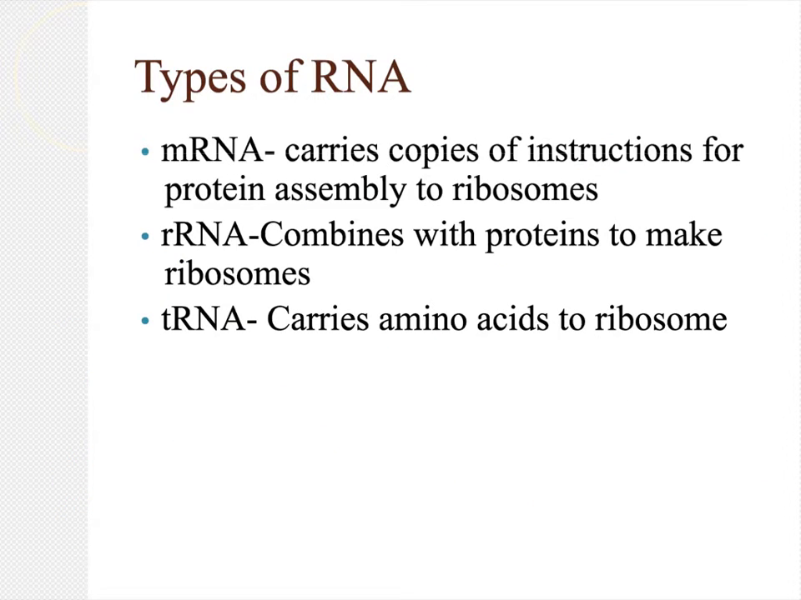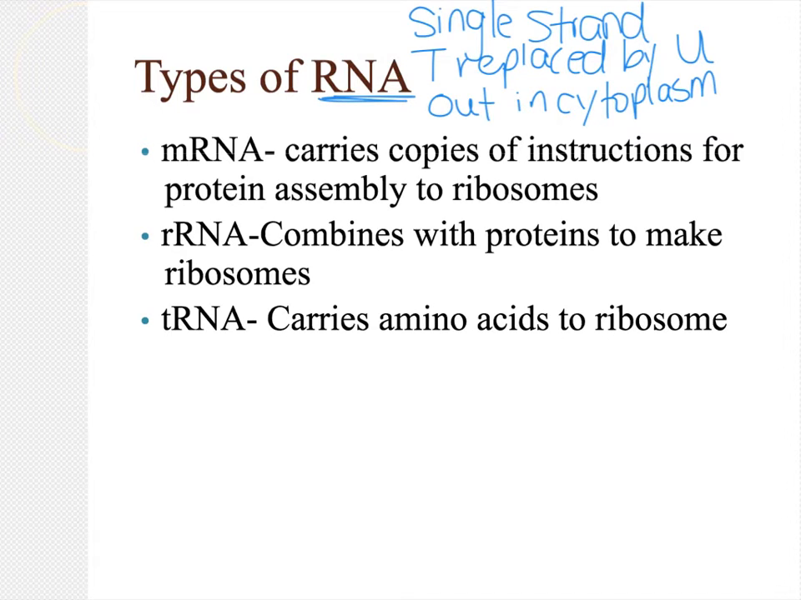Since the DNA is stuck in the nucleus, there's a few different types of RNA that get made, and there's a few different jobs that they have. At the top of the slide, I did a little recap. RNA, remember, is single-stranded. The thymine is replaced by uracil, and these are out in the cytoplasm. The DNA is stuck in the nucleus. So, a couple of different messenger RNAs that you need to know, or different RNAs.